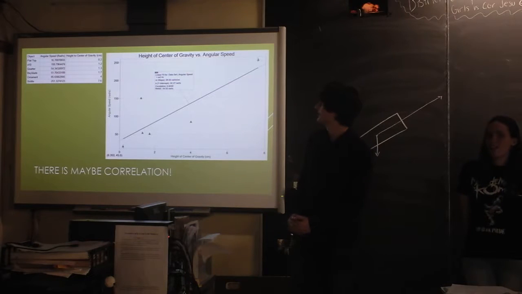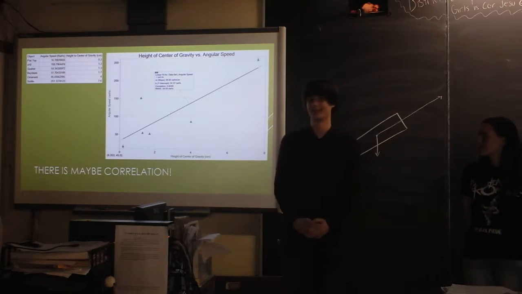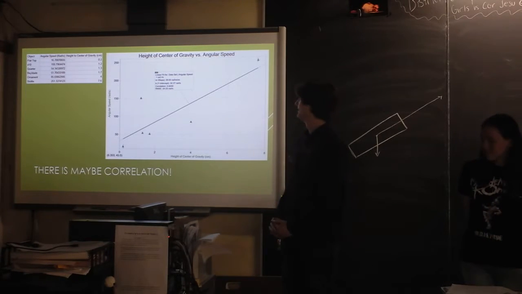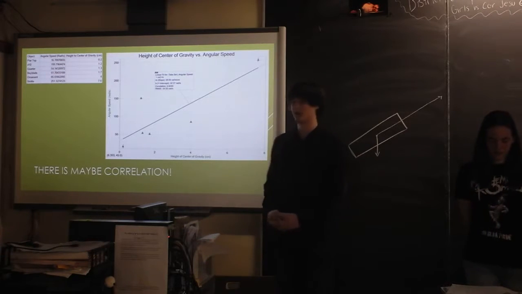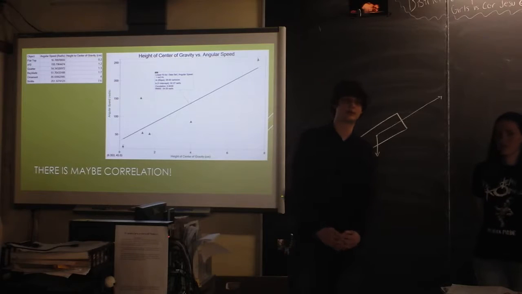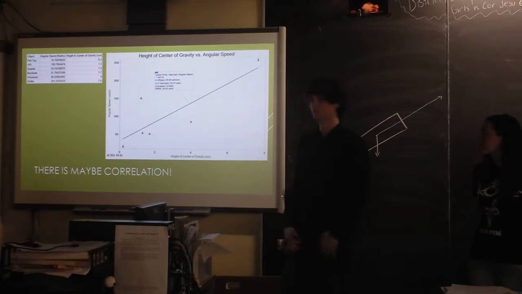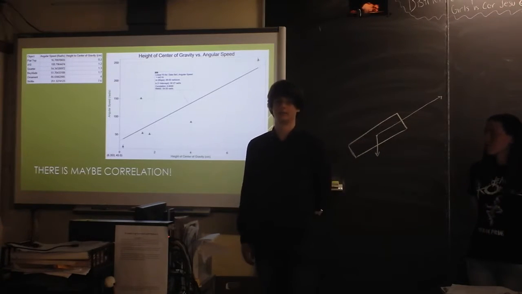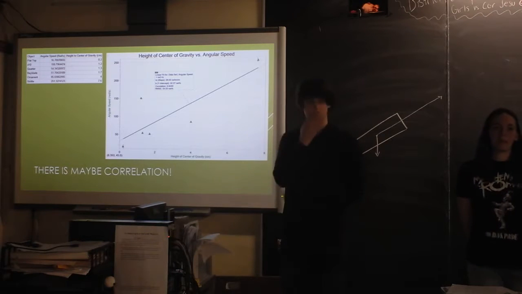And this is height of center of gravity versus angular speed. And so it's not that pretty, but we think there's a correlation. Yes? Is that the critical angular speed, the one where it begins to fall or touches or something? Yes. Yeah, that's what we mean by minimum. Okay.